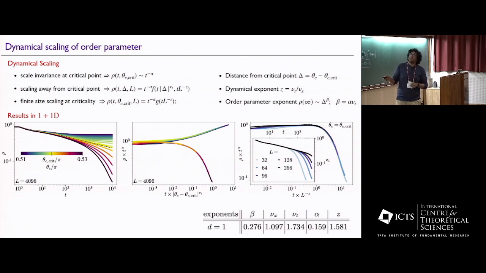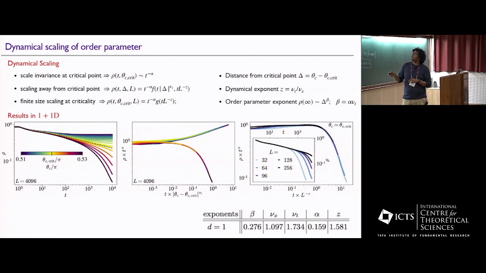The blue lines are in the chaotic phase, the red lines are in the non-chaotic phase. And what we do is dynamical scaling. So we say that at the critical point, scale invariance tells me that this should decay as a power law. And away from the critical point, unlike conventional critical phenomena where you have only a correlation length exponent, here you also have a correlation time exponent, and the two are related to each other by this dynamical exponent.